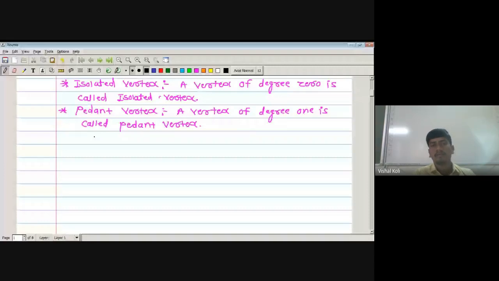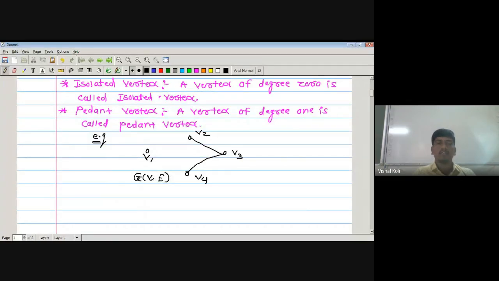This will be vertex V1. It will be V2, V3 and V4. Okay, and this is the graph G with vertex set V and edge set E. Vertex set V contains 4 vertices V1, V2, V3, V4, and edge set contains 2 edges E1 and E2, since there are only 2 edges in graph G. So this will be a graph which contains 4 vertices and 2 edges.